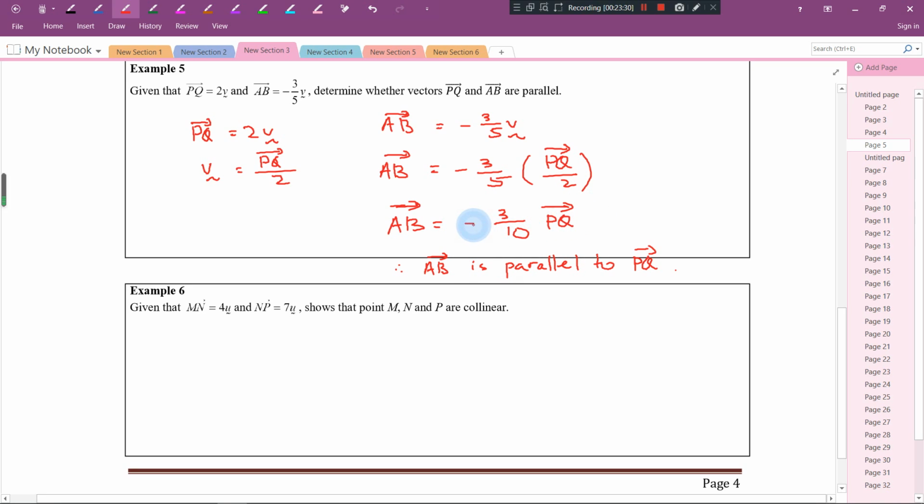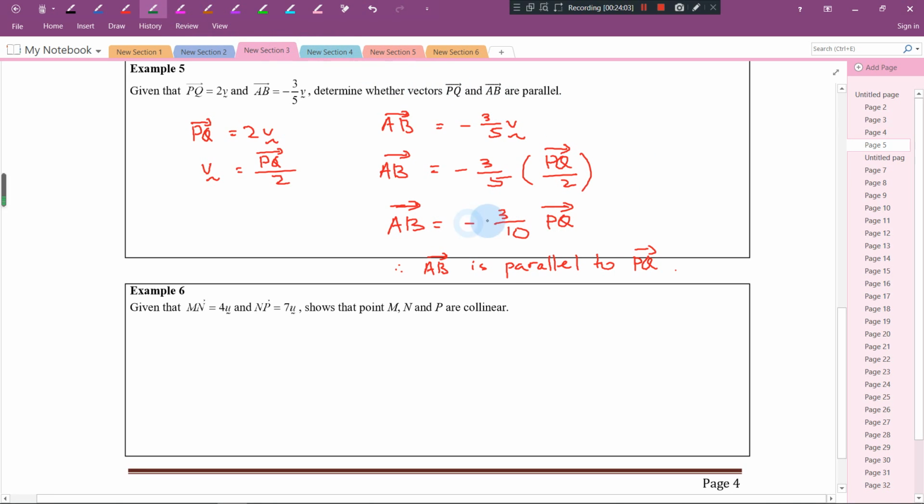Okay, so negative, what can you get from here? Negative means different directions. Okay, AB and PQ have different directions. So if I ask you, which has the bigger magnitude, AB or PQ? If you find it hard to determine which vector has the greater magnitude, you can do it this way.